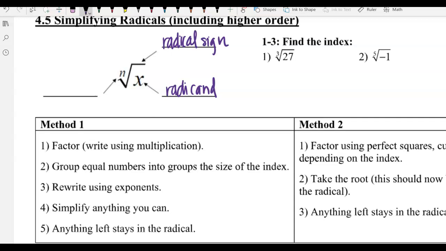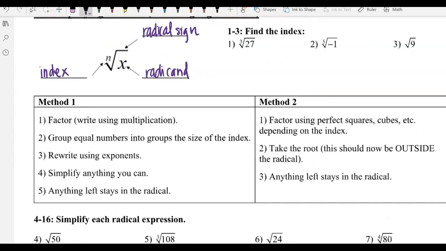Now, the small number that goes in between that little angle pocket, anybody know what that is called? It starts with an I. An index. I heard someone saying it up front, okay? So if I say the index is 3, meaning that it's a third root. If the index is 5, then it's a fifth root, and so on. Well, guys, if you don't see an index at all, what root is it? Square. Okay, all right.